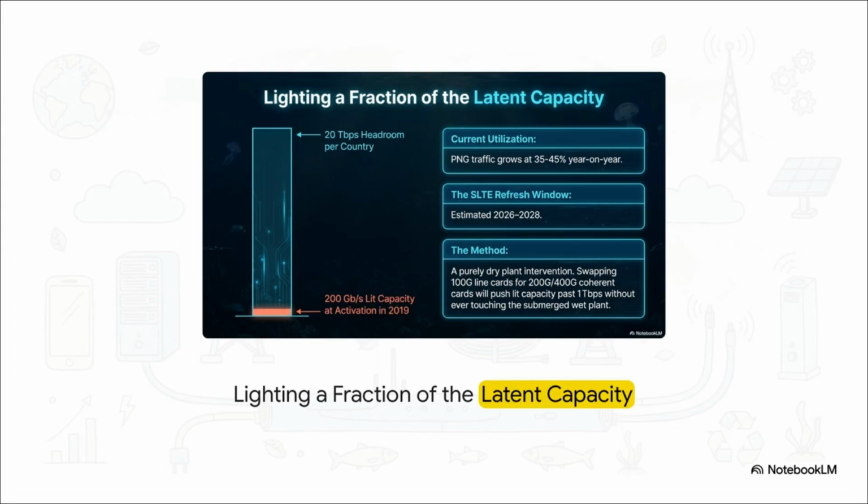The strategic advantage here is that operators can unlock this massive headroom using purely dry plant interventions. By simply swapping out the 100G line cards for 400G coherent cards in the shore stations, they can push lit capacity past 1 terabit per second without ever needing to touch the expensive submerged wet plant.